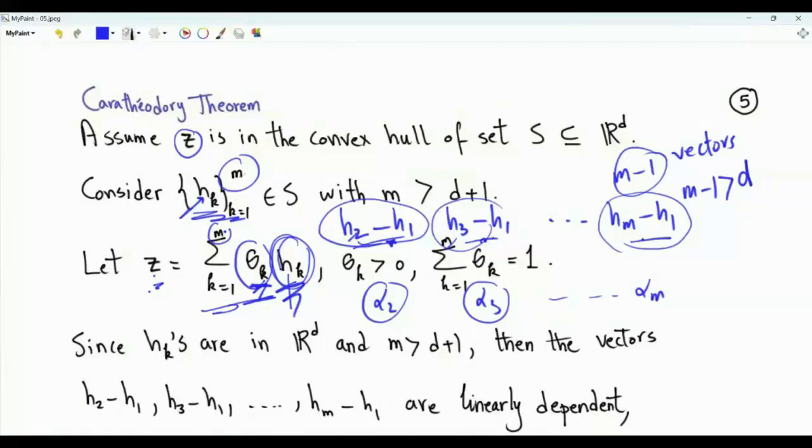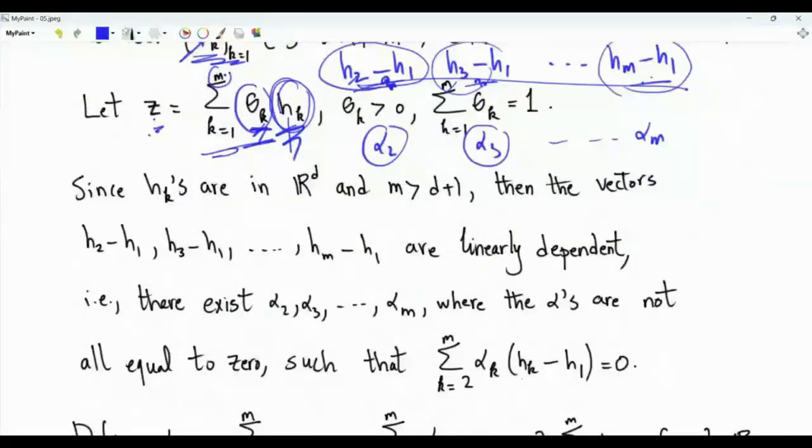Again, the idea is that we start with m vectors where m is greater than d plus 1 and our vectors are d-dimensional. This set of vectors, h2 minus h1, h3 minus h1, and so forth, has m minus 1 vectors, and m minus 1 is greater than the dimensionality of each vector. So the vectors are linearly dependent, and we can write down the all 0 vector in the d-dimensional space as a linear combination of those vectors where the coefficients are not all equal to 0. There is at least one alpha coefficient that is non-zero.